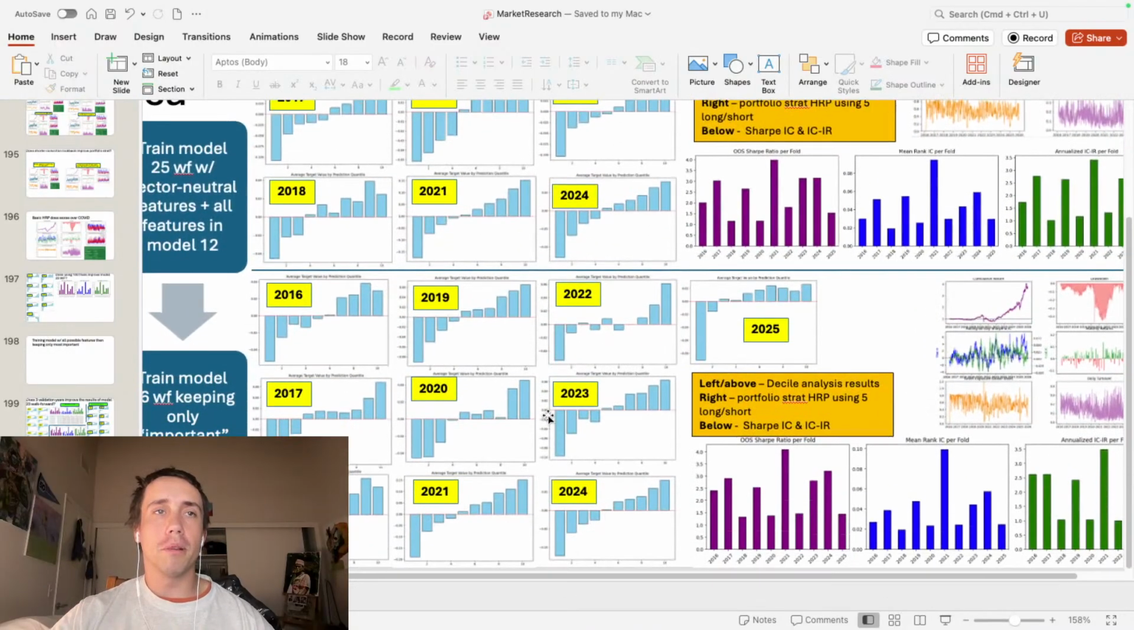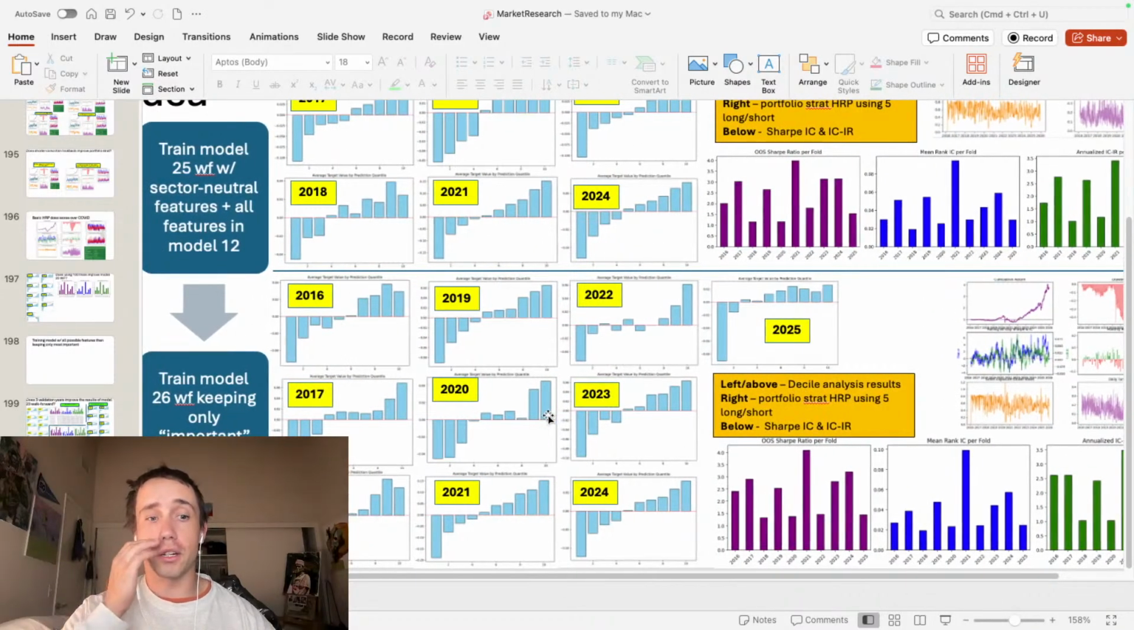I tried improving it by doing the same thing, dropping out everything that has a coefficient of variation above 1 or a mean importance below 0.05. And that actually made the model worse, which you see here at the bottom.